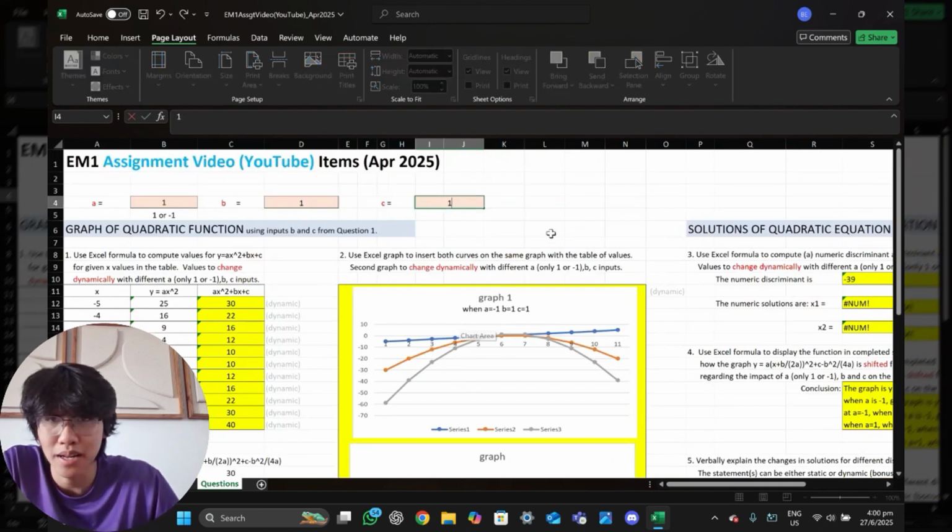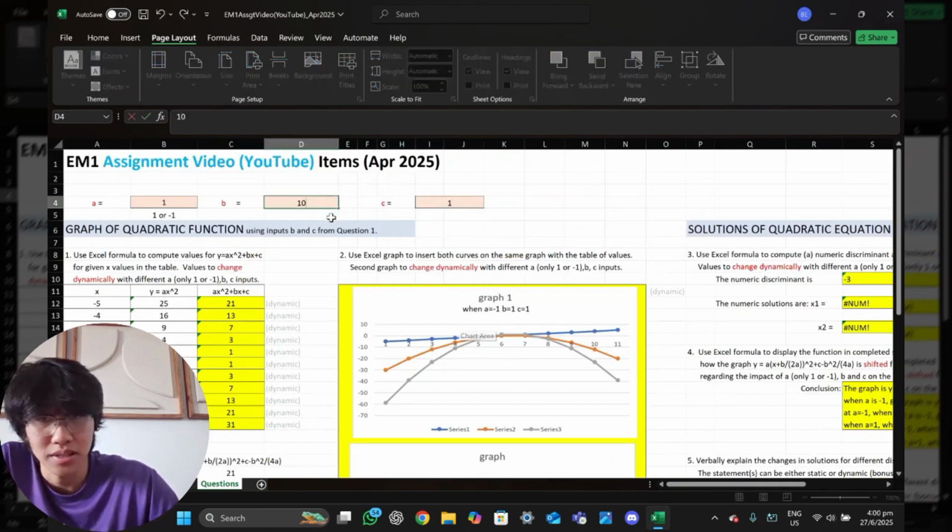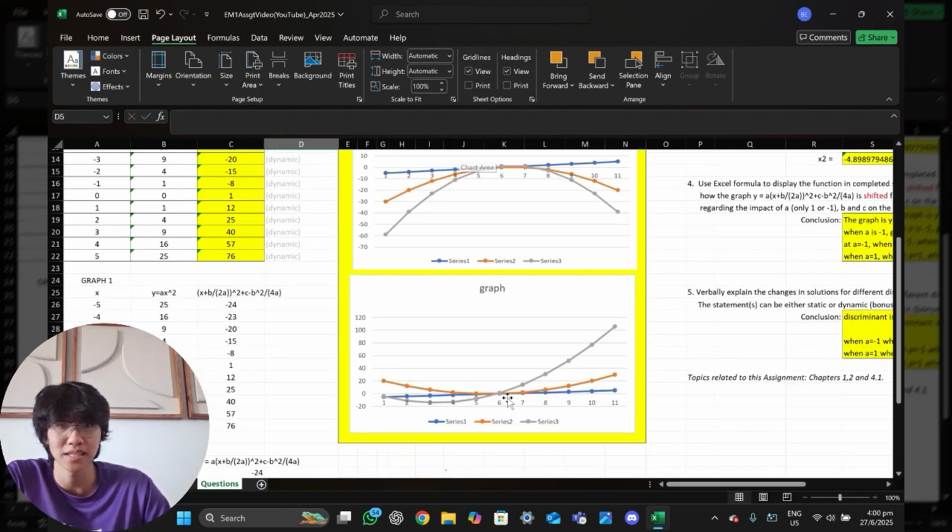Let's change c back to 1, and we'll change b to 10. As you can see over here, the height of the graph remains the same. However, this part, which was originally above, has decreased, and this part has been raised a bit. So we can determine that anything before x equals 6 will decrease, and anything after x equals 6 will increase.